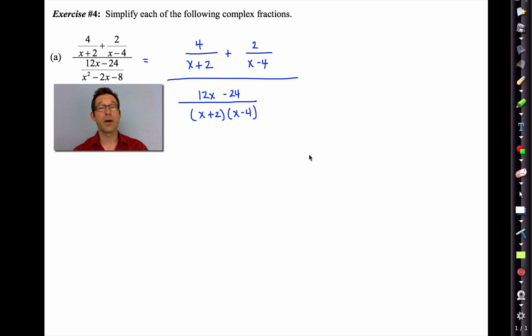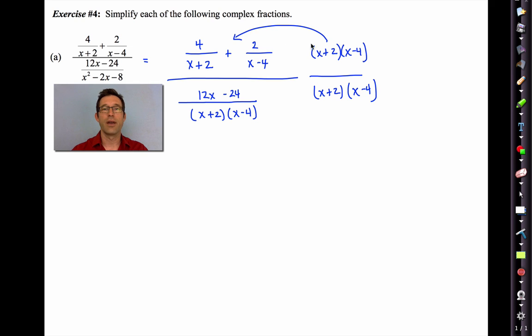Now, what's really nice about this is it gives us a clear-cut sense for what we should multiply the top and the bottom by. Now, it's more complicated, but in order to cancel an x plus 2, I've got to have an x plus 2. And in order to cancel an x minus 4, I've got to have an x minus 4. So I am literally going to multiply top and bottom of this fraction by x plus 2 times x minus 4.